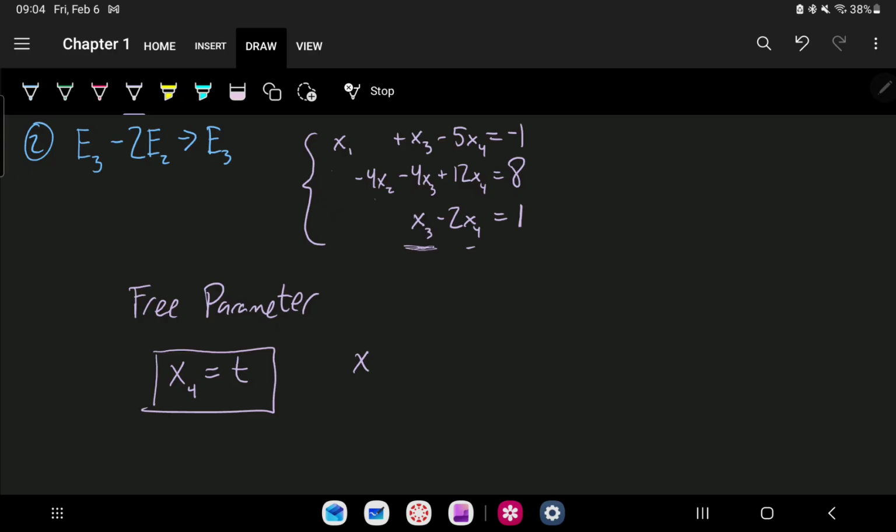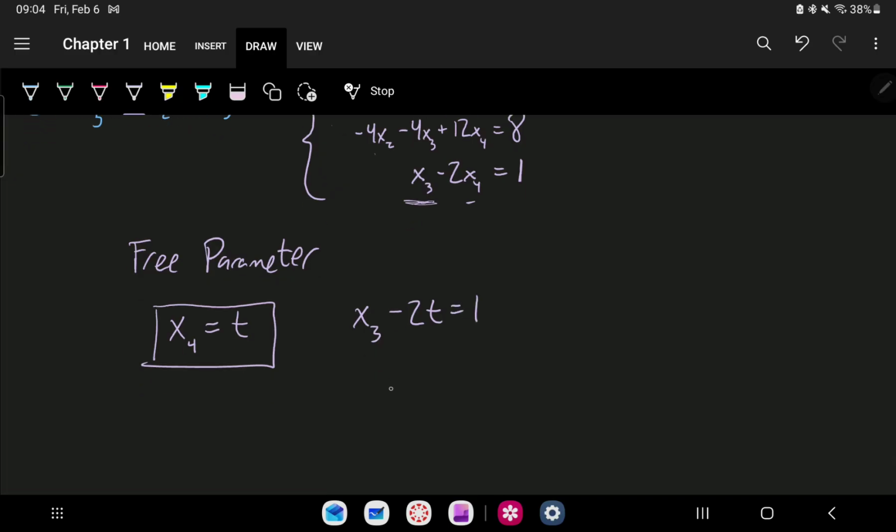x3, let's use this last equation. We have this last equation saying that x3 minus 2x4 is 1. We've already solved for x4. x4 is now t, so I'm going to plug t into the x4 in this equation and just solve for x3. That's going to mean that x3 is going to equal 1 plus 2t. That is your solution for x3.